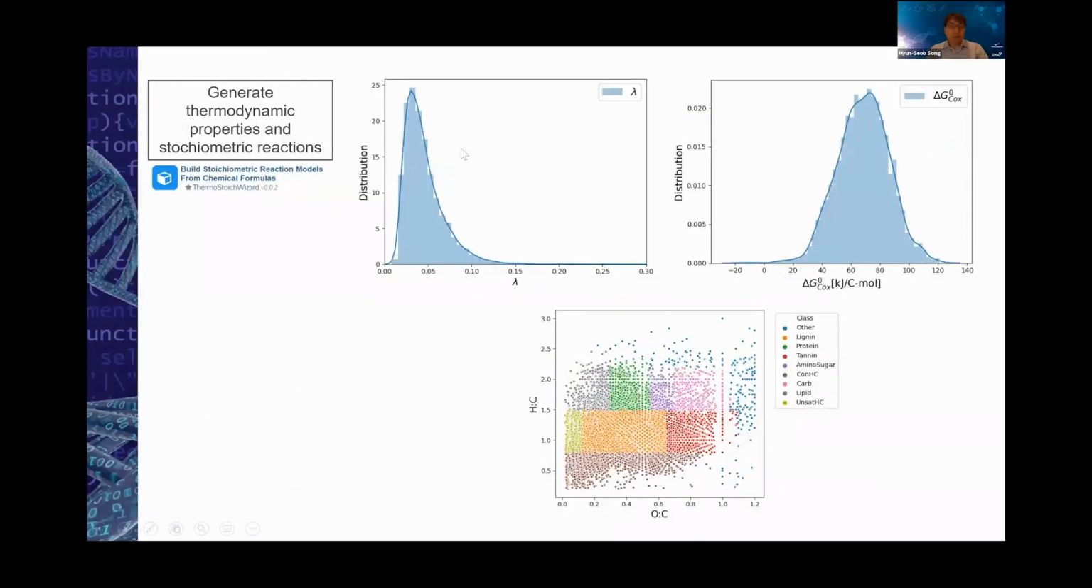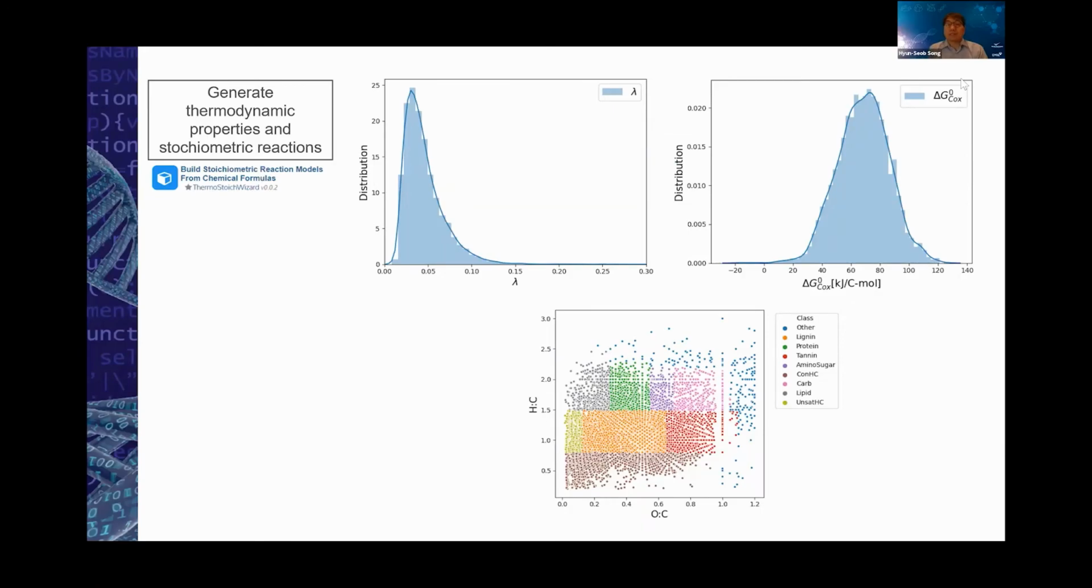And this is the output when we run it, generating thermodynamic properties and stoichiometric reactions. You can see here the lambda distribution from 0 to 0.3. It's rare to see lambda values greater than 0.3. Then this is the distribution for a specific sample. And here it's delta G COX naught. This is typically used for evaluating thermodynamic efficiency, the favorability of a compound.